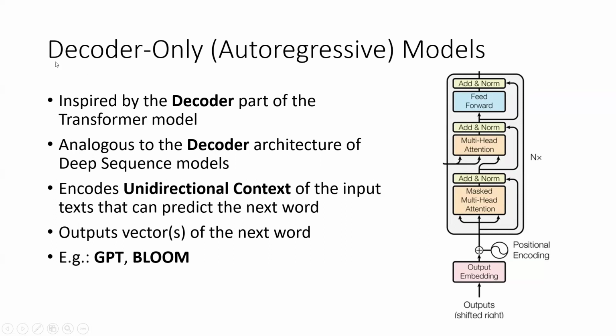So when it comes to the open source models that are available in the community, GPT and Bloom are two of the most popular models that are using the decoder only architecture of the transformer, which can predict the next word in the sequence, when you are given a sequence of words.